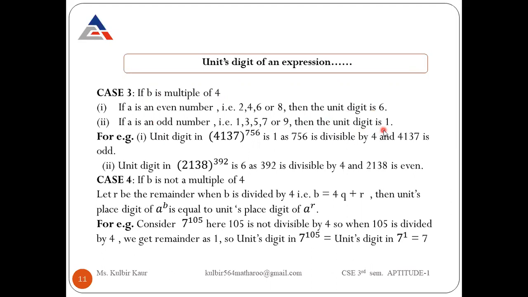Now let us understand this concept with the help of an example. Suppose we are given an expression 4137 raised to power 756. Now first of all check the power. The power is 756, this is divisible by 4. It is a multiple of 4. If the power is a multiple of 4, then we shall check the base. Now base is an odd number. 4137, this is an odd number.